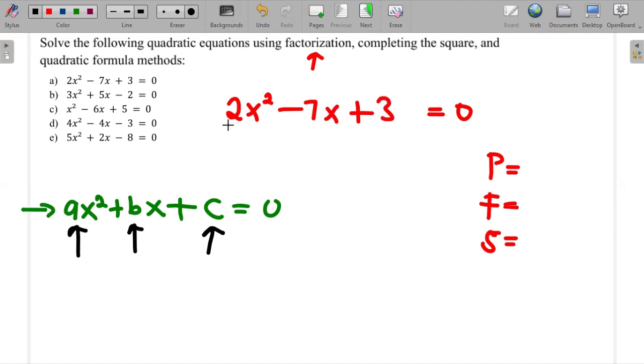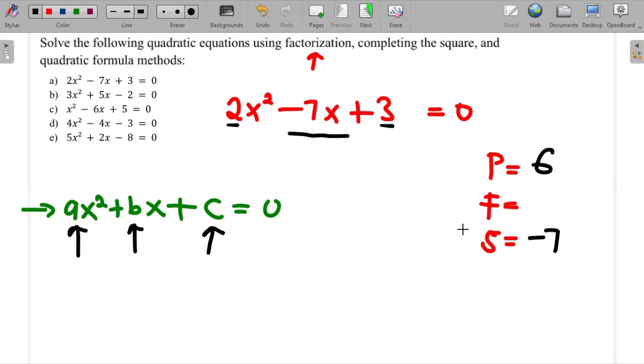If I multiply 2 by 3, what do I get? I get 6 as my product. And then the sum is always the coefficient of x, so b is always the sum. What is the coefficient of x here? It's just minus 7. By coefficient, we simply mean the number in front of the x. In front of the x there's minus 7, so that is my sum.